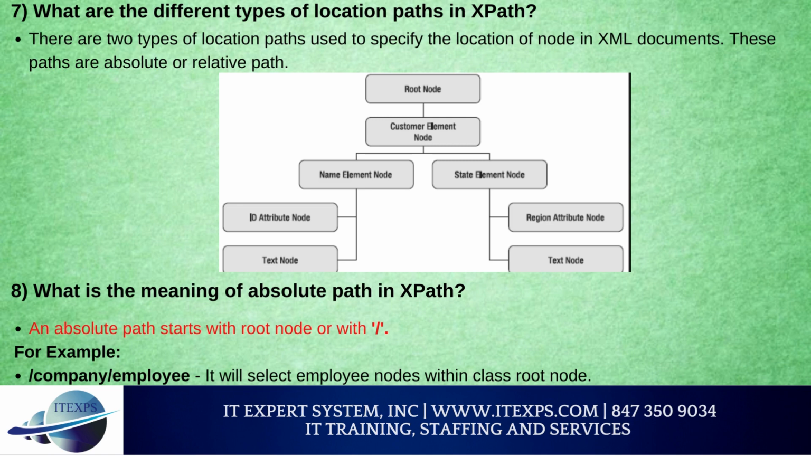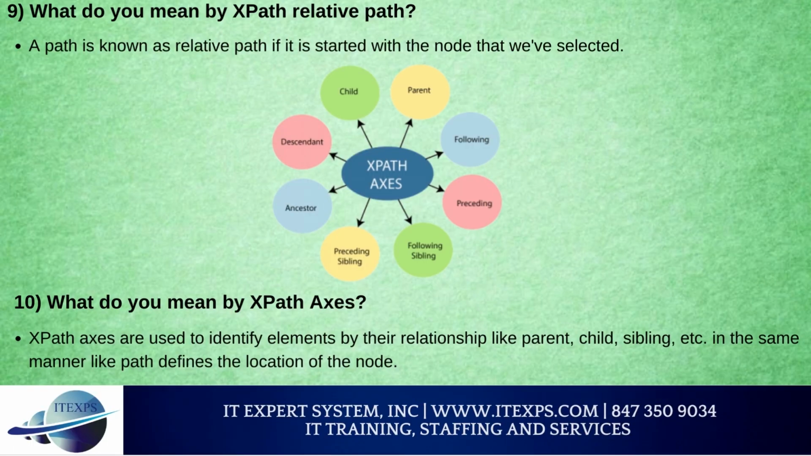What is the meaning of absolute path in XPath? An absolute path starts with the root node or with a slash. For example, /company/employee will select employee nodes within the root node. What do you mean by XPath relative path? A path is known as relative path if it starts with the node that we have selected.